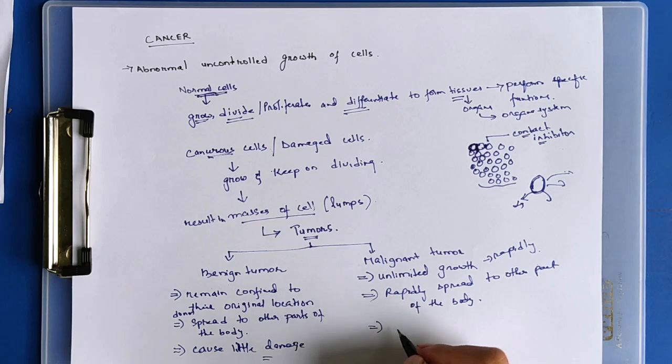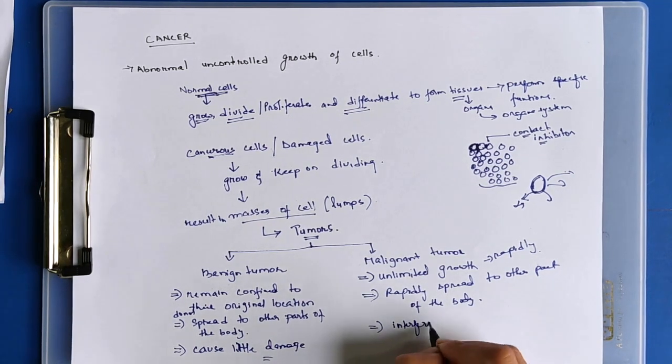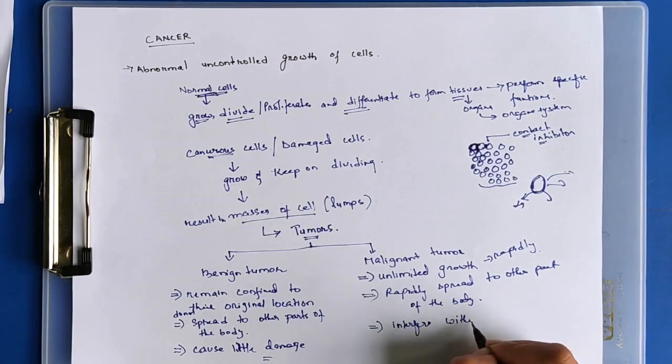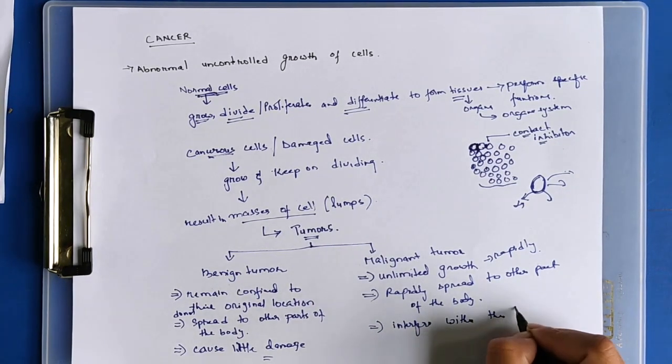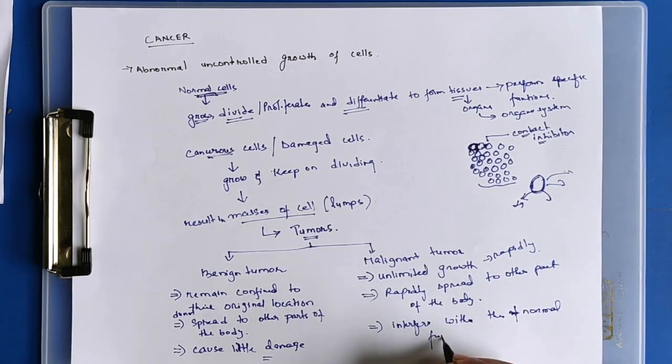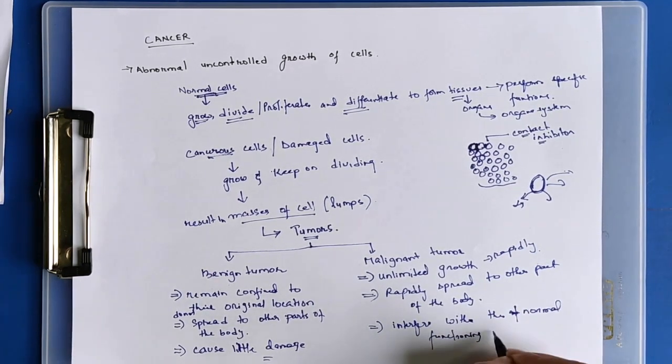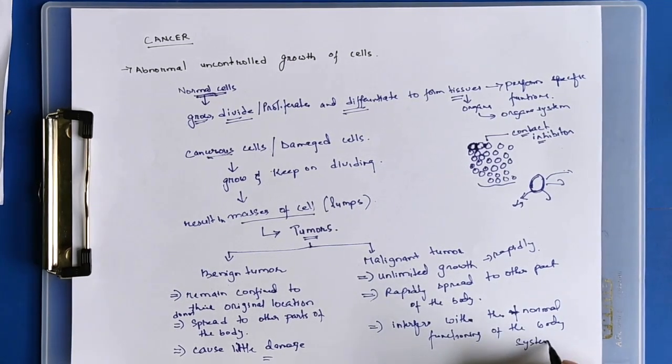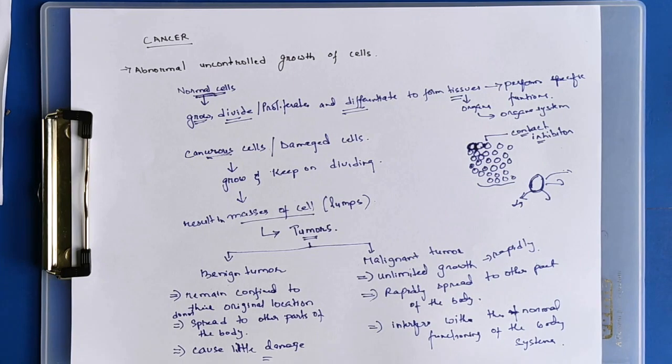Malignant tumors interfere with the normal functioning of our body system because they can spread to different parts of the body.